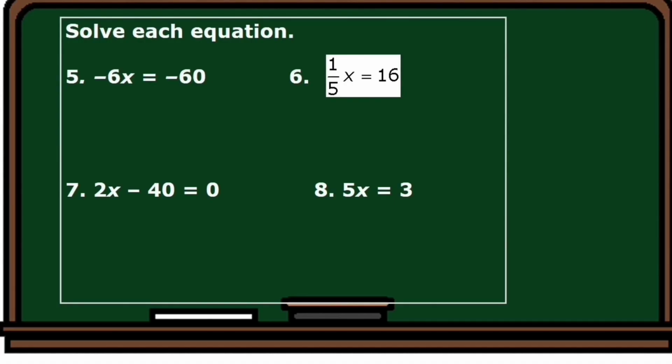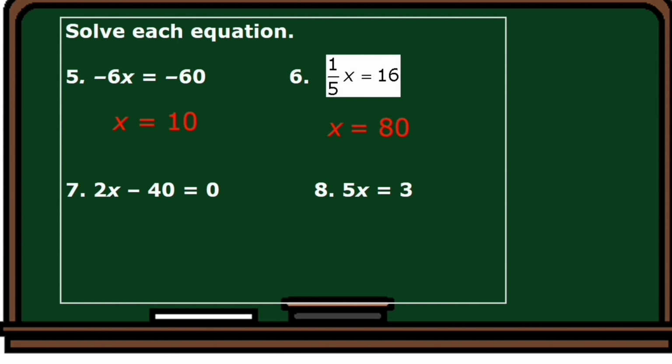Solve each equation. Number 5. We have negative 6x is equal to negative 60. To solve the x, simply use the division property and divide both sides by negative 6 and we will get x is equal to 10. Number 6. 1/5 x is equal to 16. To solve this, we can multiply both sides by 5 to get the value of x. And we will get x is equal to 80.